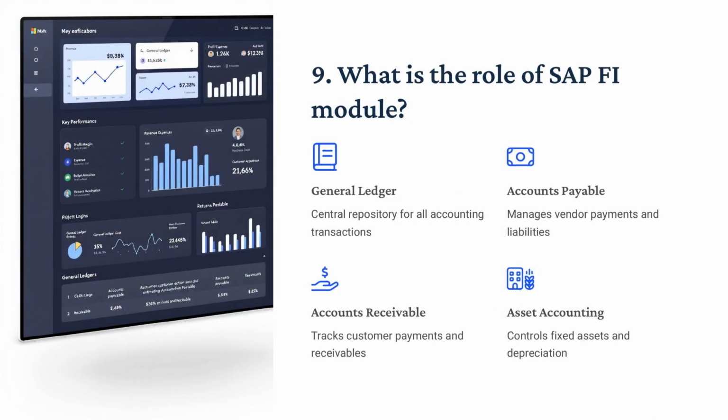This next one is a classic that shows up in many interviews. 9. What is the role of SAP FI module? SAP FI handles all financial transactions and reporting within the organization. It covers areas like accounts payable, accounts receivable, asset accounting, and general ledger, all critical for financial reporting and compliance.